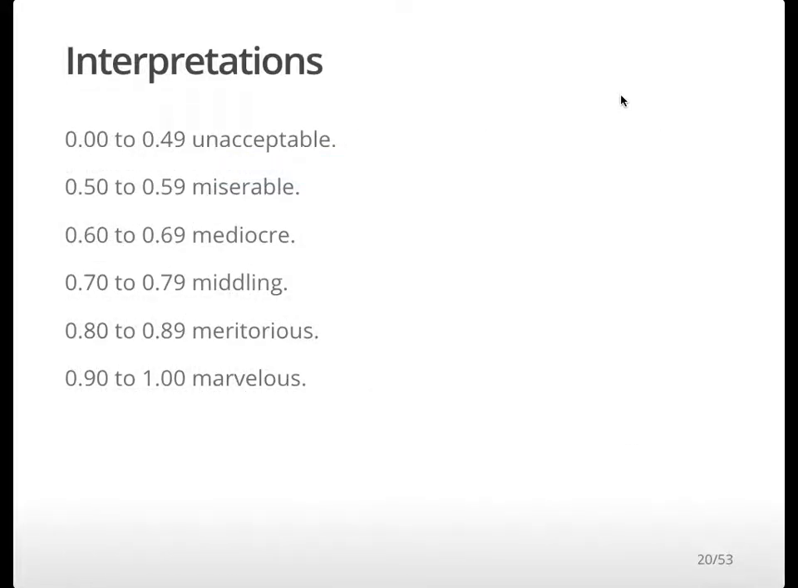And then you have some lovely terms to describe it. If items are below 0.5, they're unacceptable; between 0.5 and 0.59, they're miserable; between 0.6 and 0.69, they're mediocre; between 0.7 and 0.79, they're middling; between 0.8 and 0.89, they're meritorious; and they're marvelous if they're between 0.9 and 1. So you must admire the language of older statisticians.